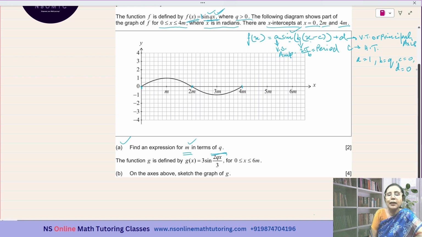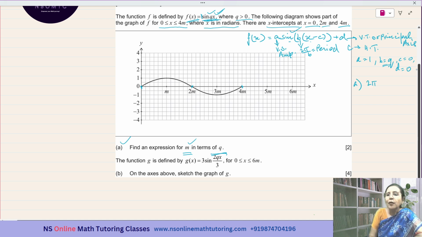Now they are saying find an expression for m in terms of q. So we are seeing the periodicity of this sine function, sine qx, is 4m because the entire sine wave curve is starting from x equal to 0 and ending at x equal to 4m. So the periodicity of this sine function is 4m. Therefore, and B is equal to q.